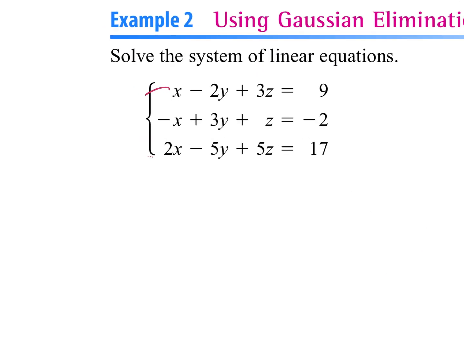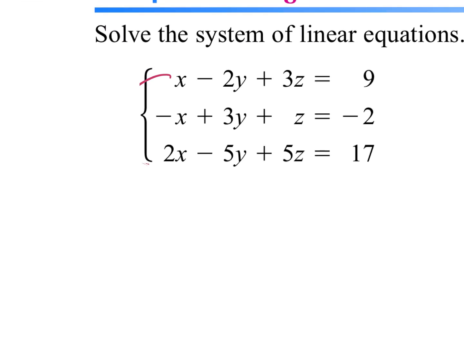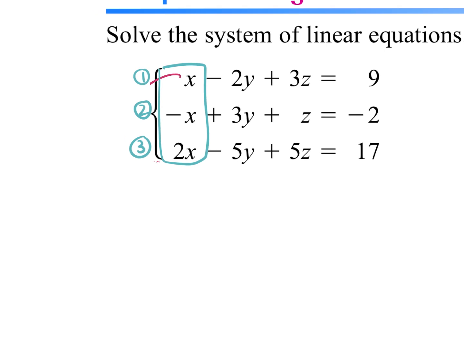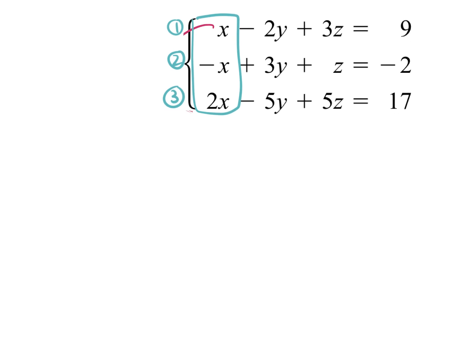So looking at example 2, I'm going to solve the system of linear equations. Let's label them. Which variable do you want to eliminate? X seems like a good one. A lot of the coefficients are 1 here, and the other one's 2, so it's a good choice. Which 2 equations do you want to combine first? 1 and 2, great choice.